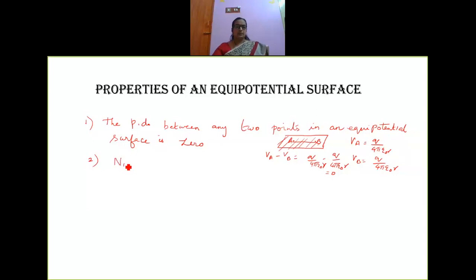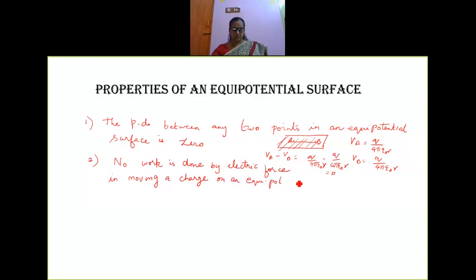The second point states that no work is done. A very, very important concept, children. No work is done by the electric force in moving a charge on an equipotential surface. So, what will be the work done?